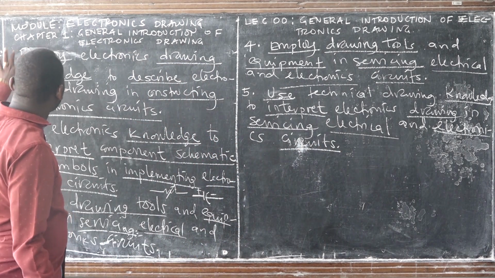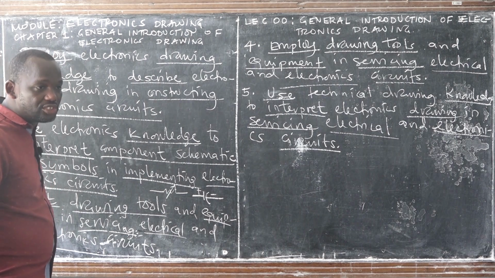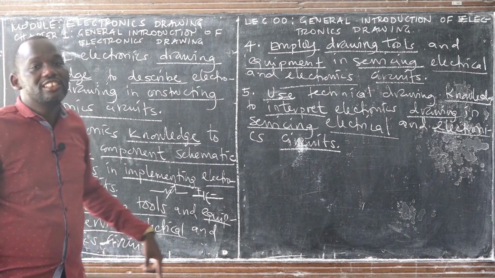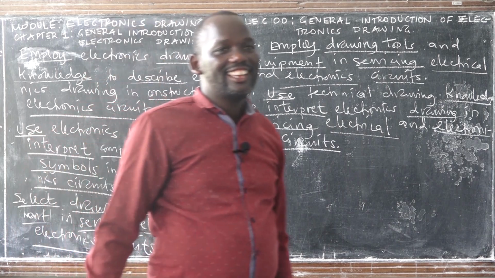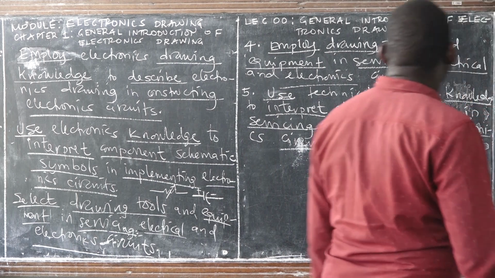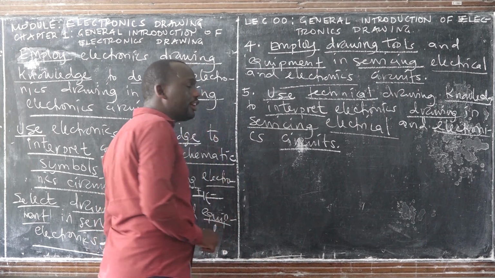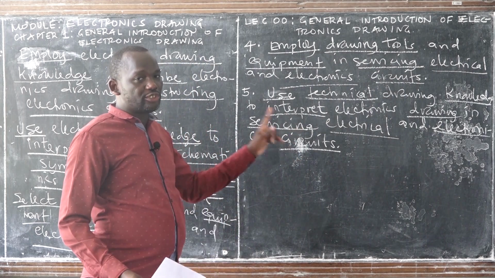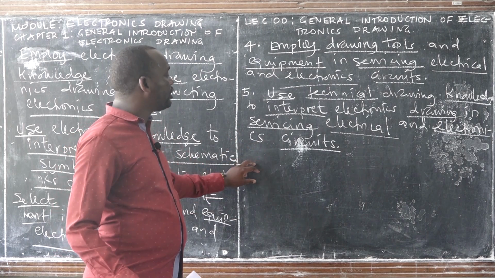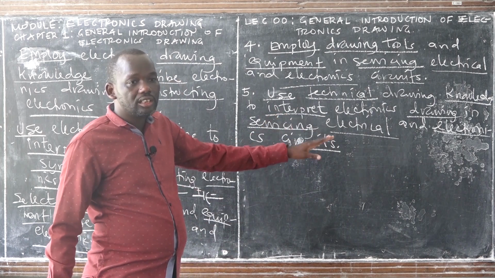So actually, if you summarize, there are only 3 words. Employ, use, select. Again, say employ, use, select. Again. Employ, use, select. So use what? Technical knowledge that you will acquire in basic technical drawing. To do what? To interpret. Say to interpret.